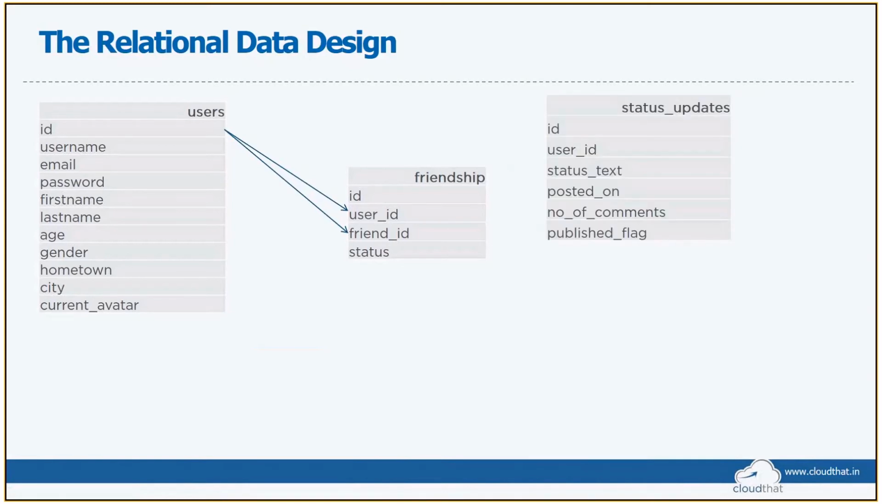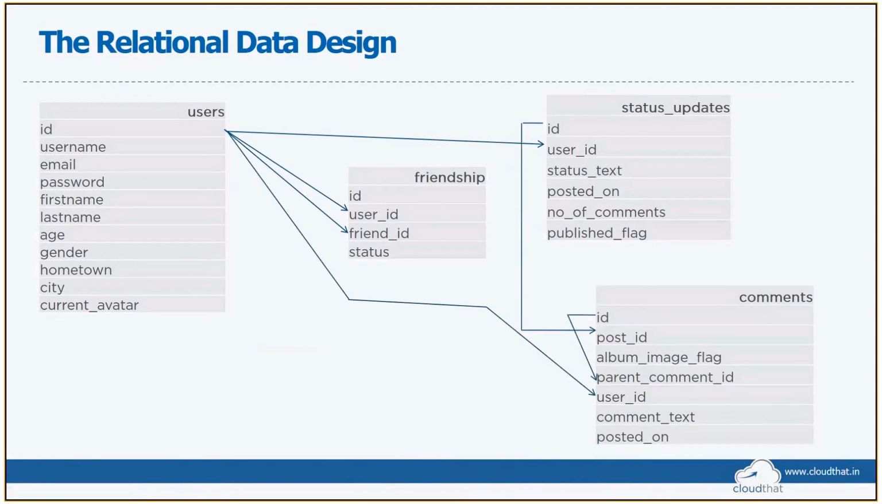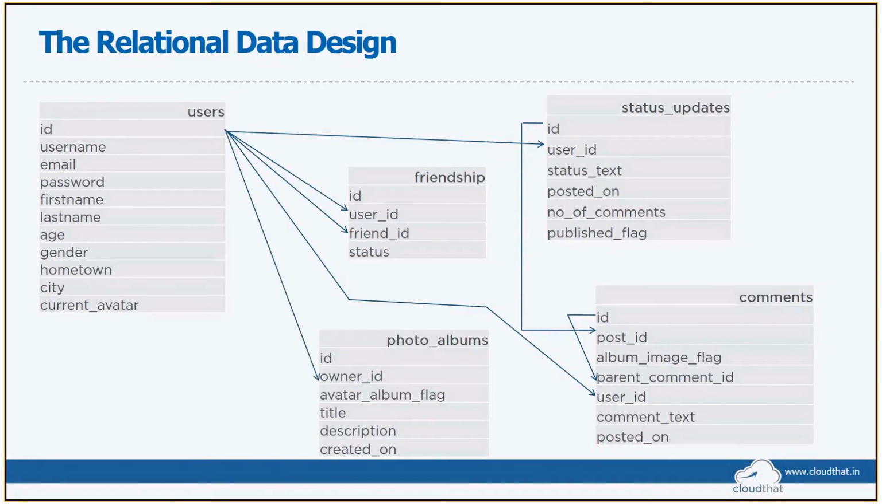And I have a status updates table where I store information of multiple statuses posted by a particular user, and comments on those statuses. So I know which user ID has posted which comment on which status at a particular point of time. And of course I have photo albums which have photos inside them, and I have an owner for the photos and multiple images inside the album, and the relationship goes on. So in a relational schema design, I had to come up with 6 different tables.